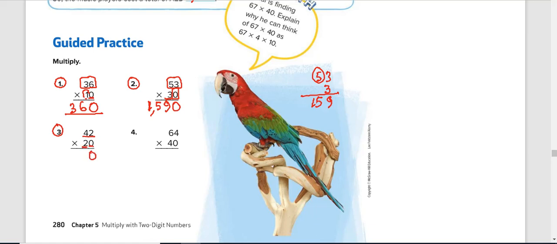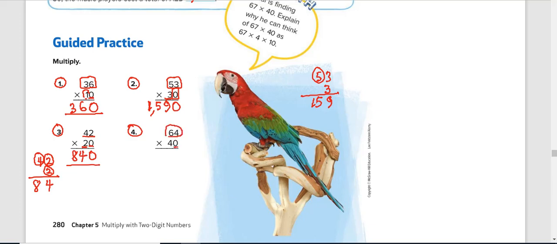Number 3. 42 multiplies 0, 0. 42 multiplies 2. Your 2 here multiplies the ones place, 2 times 2, 4. It multiplies the tens place, 2 times 4, 8, 84. 840. Final answer.